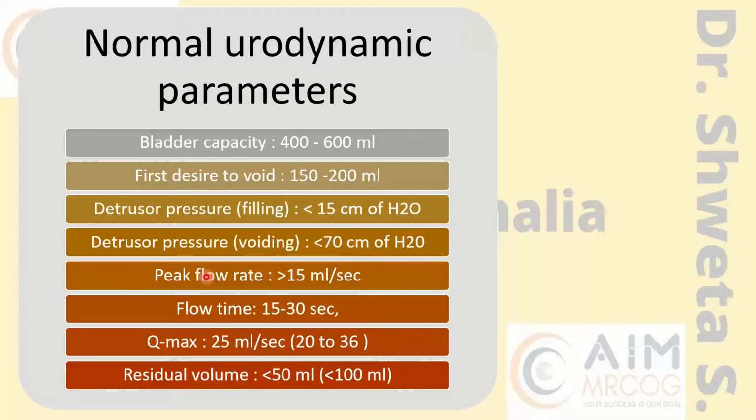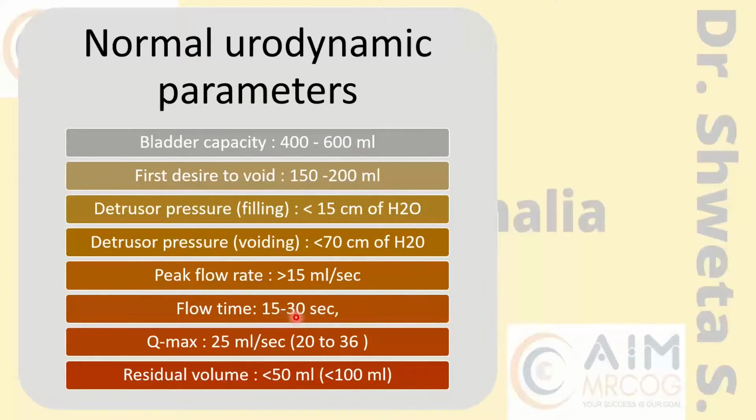So this is important. Peak flow rate more than 15 ml per second is what you want. Qmax, if you see, 25 ml per second, and in the TOG it is given 20 to 36. So anything up to 36, you will take the Qmax as normal. So this range is very important. Flow time will be 15 to 30 seconds. Means she will take only 15 to 30 seconds to void. Complete voiding will finish in 15 to 30 seconds.